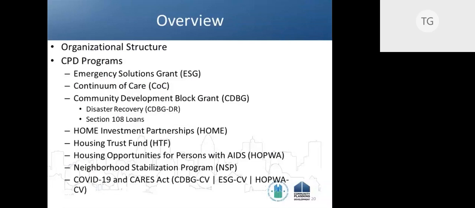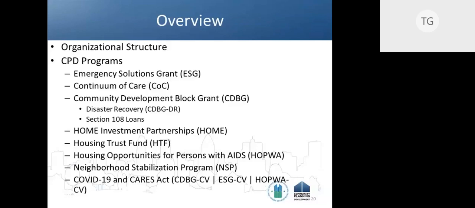The organizational structure of CPD consists of several programs, many of which you may be familiar with. The Emergency Solutions Grant Program, the Continuum of Care, the Community Development Block Grant Program, which is our flagship program. We've had it for many, many years. And under the CDBG program, we have disaster recovery grants that the state of Missouri is the recipient of many of those, so you're familiar with that.